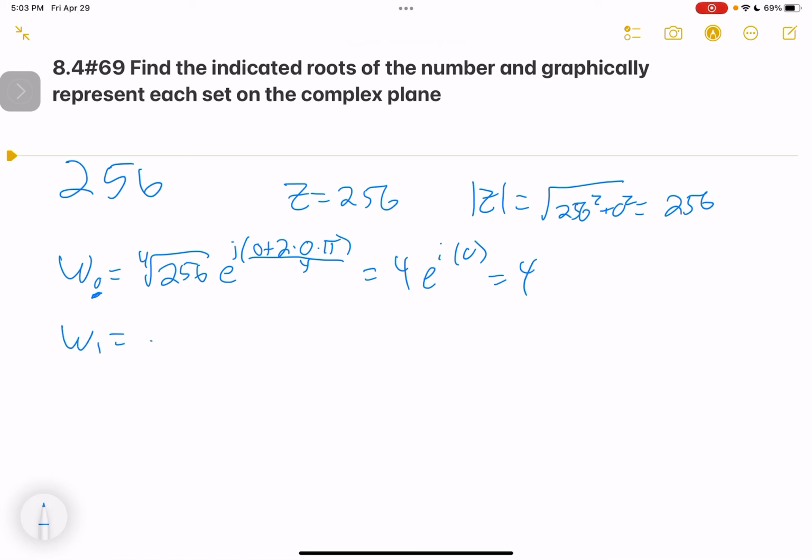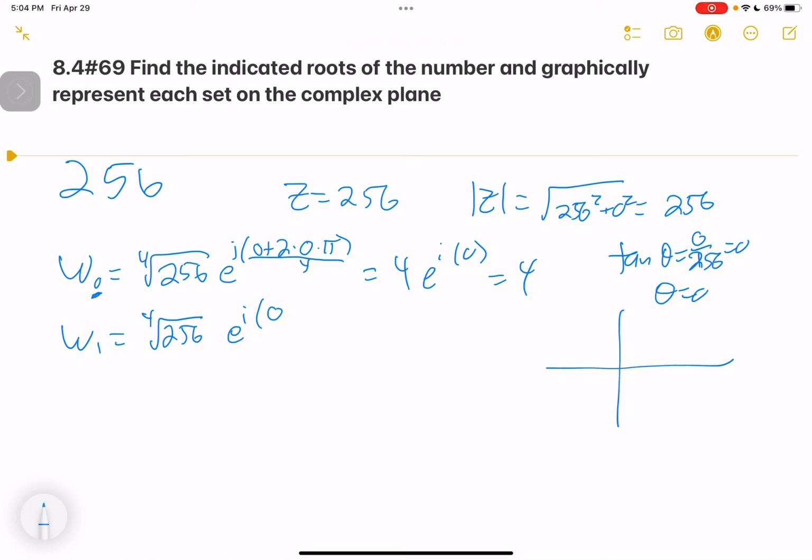Our W1 is going to be the fourth root of 256, e to the i times, and here we have 0 still. Oh, I forgot the angle part, didn't I? Tangent of theta would be 0 over 256, so it's 0, so theta is 0. And if you were to graph this, 256 is there, so our theta is 0. Sorry, I forgot to mention that part. I did it in my notes, but I didn't bring it up to here.